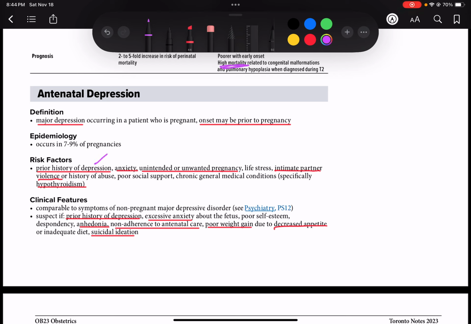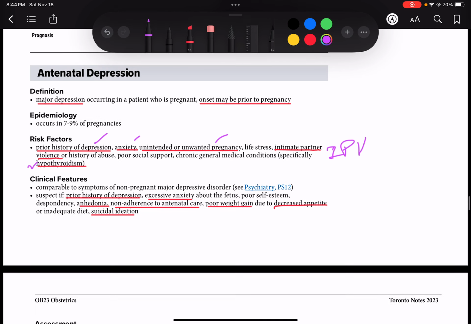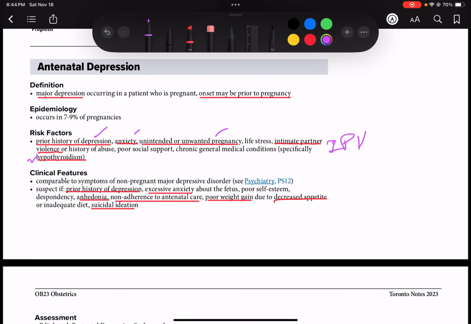What are the risk factors? Depression, anxiety, if the pregnancy is unwanted, if there is intimate partner violence, and there might be some medical cause too, like hypothyroidism, so we have to rule that out too. Some organic cause. Clinical features comparable to the symptoms of non-pregnant MDD. Suspect if prior history of depression, excessive anxiety, and excessive anxiety about the fetus too.